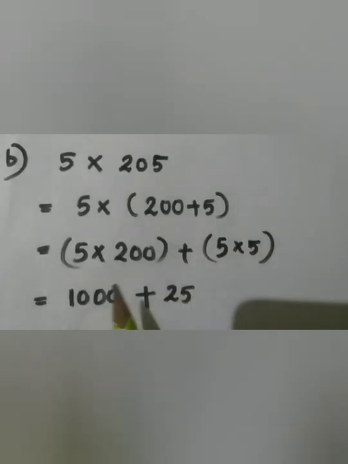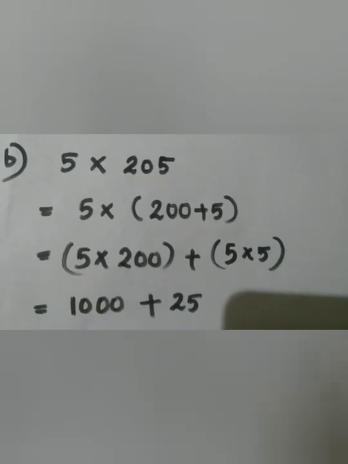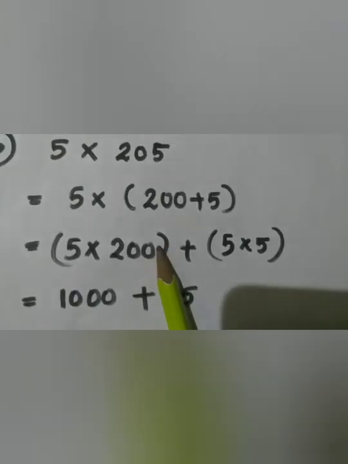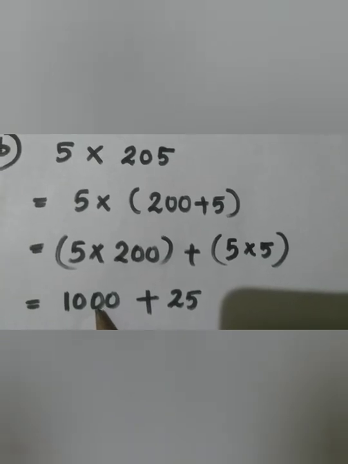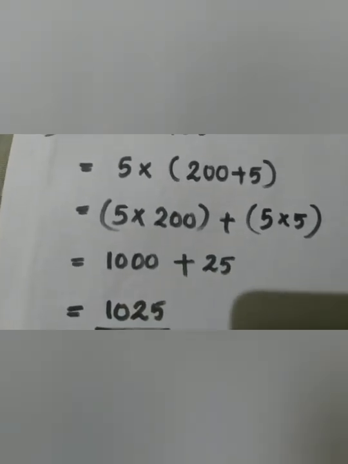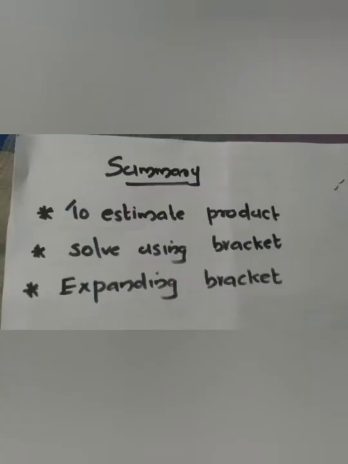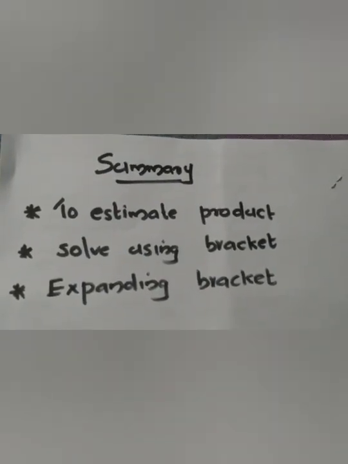Now solving the brackets. 5 into 200 means 5 into 2 is 10. Then here 2 zeros are there in 200, so writing that you get 1000. Now 5 into 5, 25. Adding 1000 plus 25, 1025.